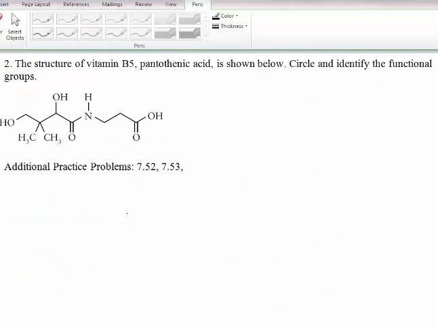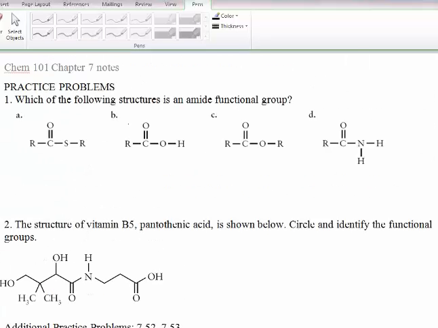Some more practice problems. Which of the following structures is an amide functional group? We just got done discussing amide functional groups. We know that an amide is going to be a nitrogen directly attached to a carbonyl, so this is an amide functional group here. We have the nitrogen directly attached to the carbonyl. It doesn't matter what these are, could be H's, could be R's.